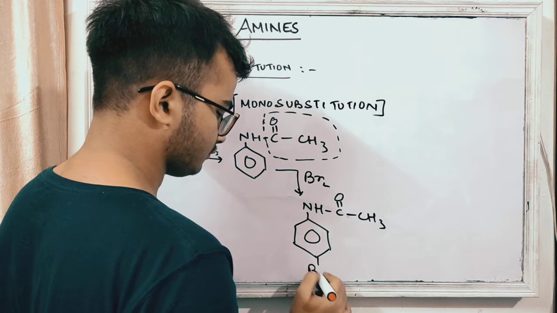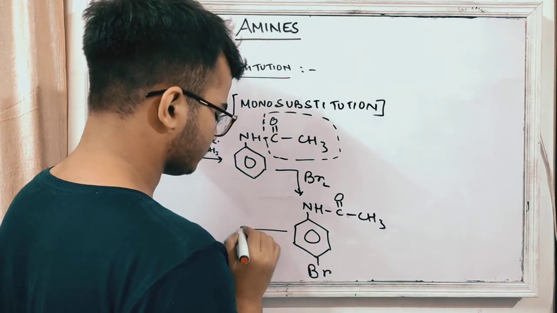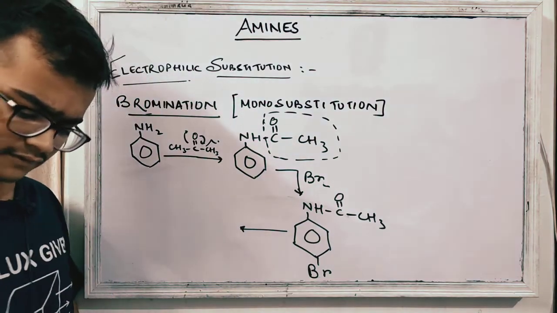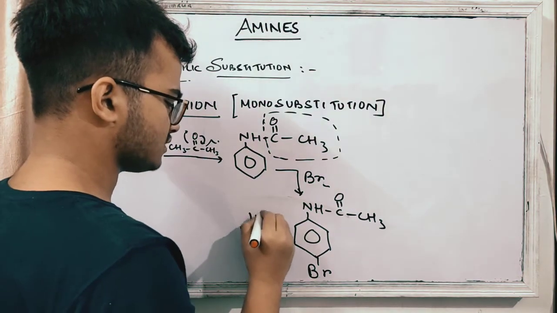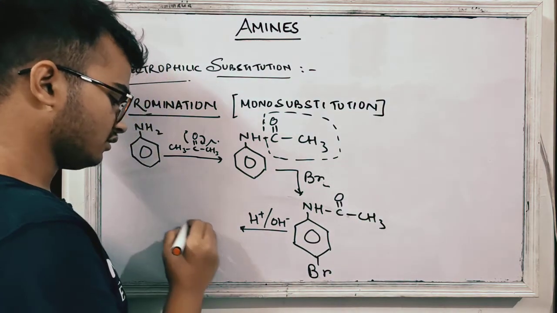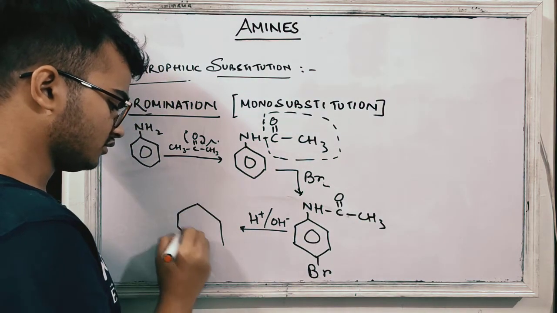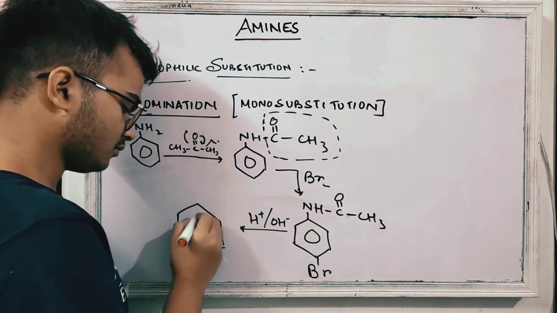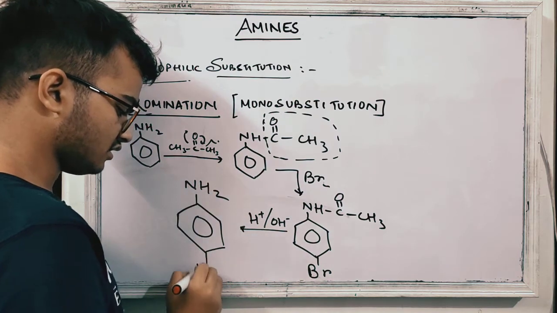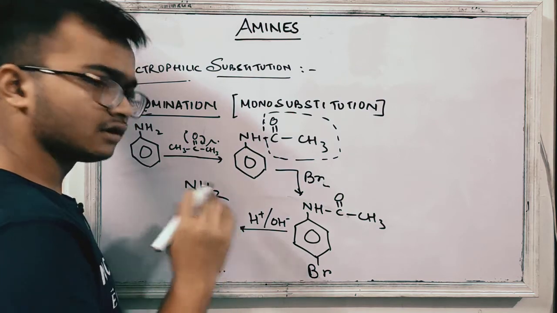You get bromination. Now, my purpose was mono substitution, that means I have to remove this alkyl group, right? So, if you perform hydrolysis here with H plus or OH minus, then this part will get removed and you get the aniline back. So, this is parabromo aniline. This is NH2 and here is aniline. Clear up to this much?